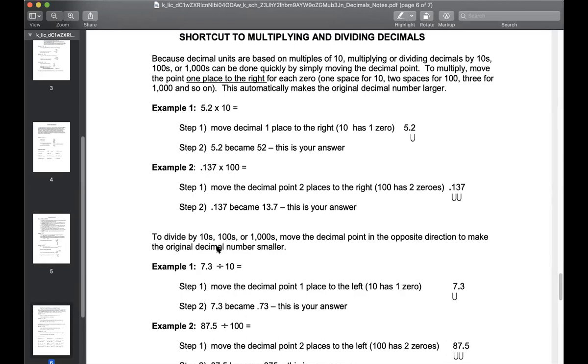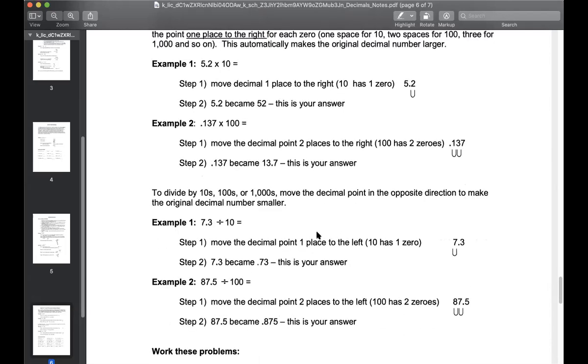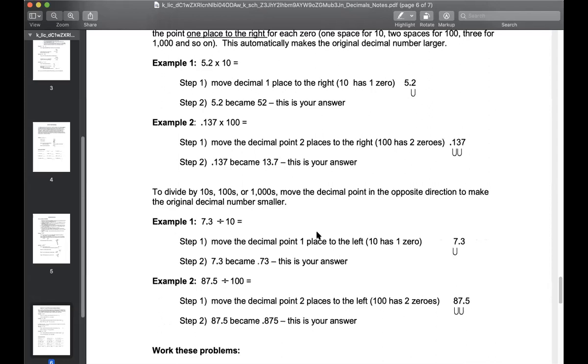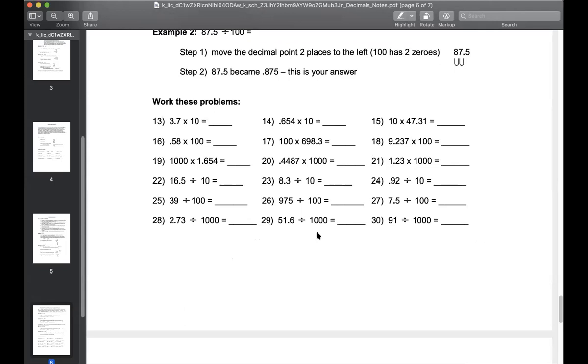If I'm multiplying, I move it to the right. If I'm dividing, I move to the left. So when I divide by 10, I move it one space to the left. And when I divide by 100, I move it two places to the left. All right, so that's your shortcut for multiplying and dividing decimals. That's the shortcut here on this page, okay? So we're gonna use that shortcut to solve and work through these problems here.